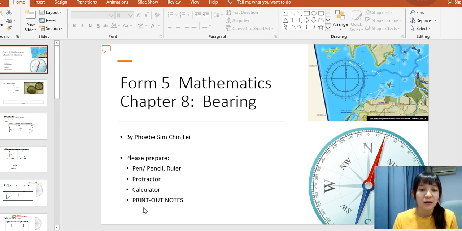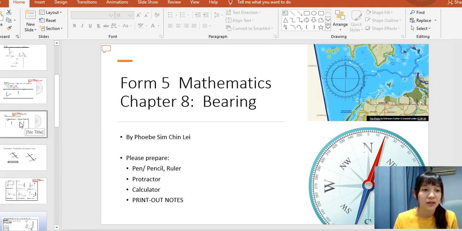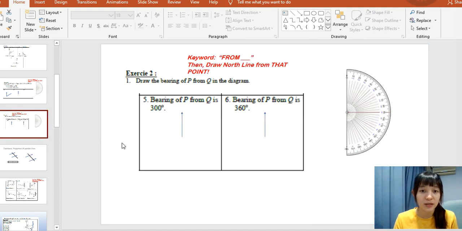Before we start, please make sure that you have your prenup notes together with you and all the other stationery. Let's do some revision first. Last week we stopped until here. How do you draw the bearing? I'm sure that most of you already finished this. Flashback.